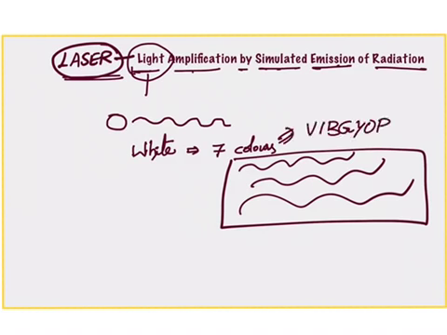VIBGYOR is acronym for all the 7 colors. Violet, indigo, blue, green, yellow, orange and red. These are placed based on their wavelength. For red color, wavelength is more. Wavelength means the difference between the peak of this and this. This is known as wavelength. The wavelength of red is more as compared to yellow or blue or green or violet. So this is natural light.